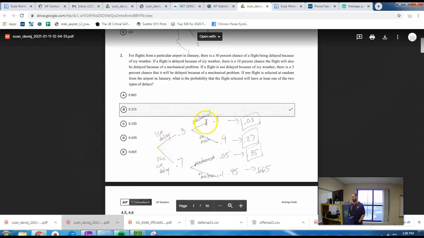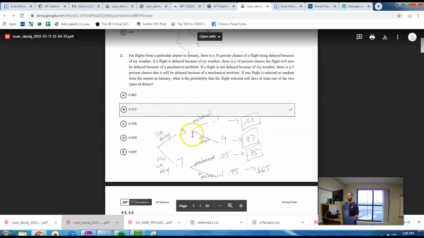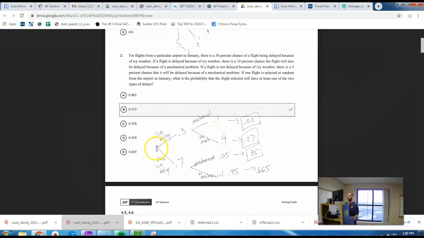Same thing down here. So 10% mechanical means 90% no mechanical. So then I multiply here. So 0.3 times 0.9 is 0.27 probability of ice delay and no mechanical. 70% chance of no ice delay multiplied by 5% chance of mechanical. So we get these. And then in these three, you had a mechanical issue, so I added them up. In this one, it's not a mechanical issue.